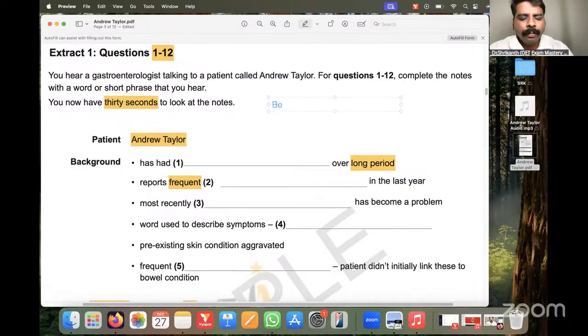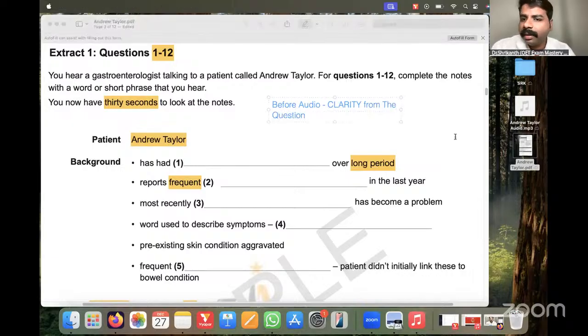So before you listen to the audio, what do you need? You need to have clarity from the question, right? That is, you really have to understand the question, and very importantly, you should have clarity. Now, when you're listening to the audio, so during the audio, what should you do? You should have focus. Focus on the anticipated information.